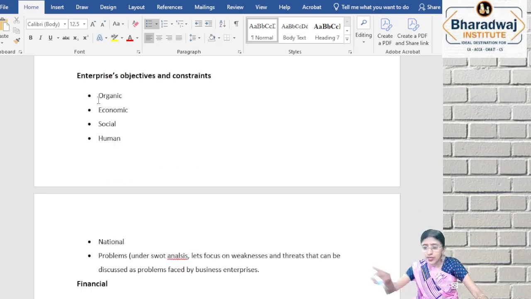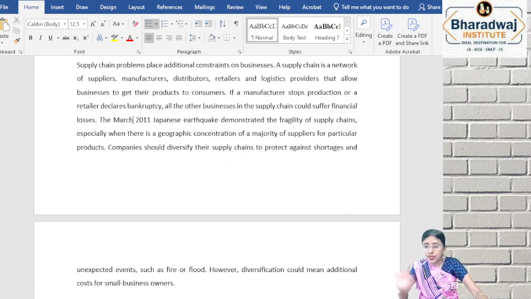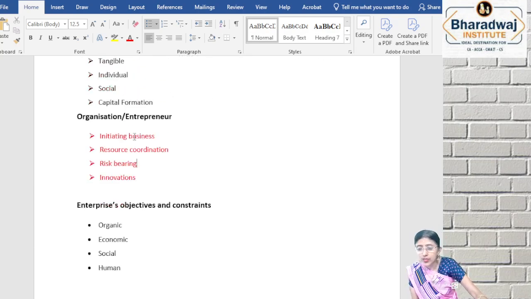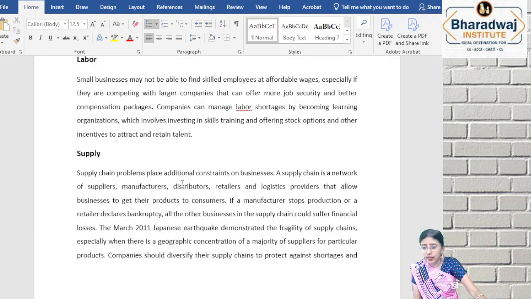This business objectives and constraints you don't have. It is removed from the syllabus. That is, enterprise objectives and constraints is not there. It is removed.